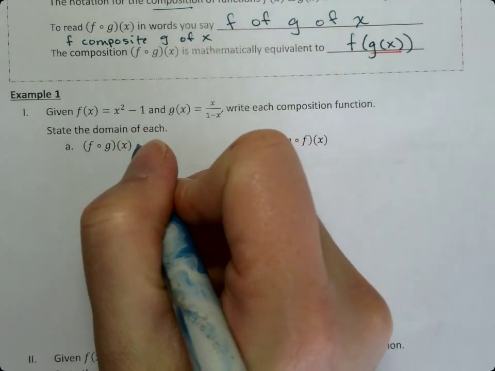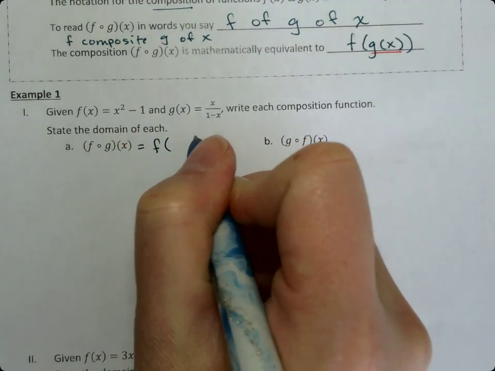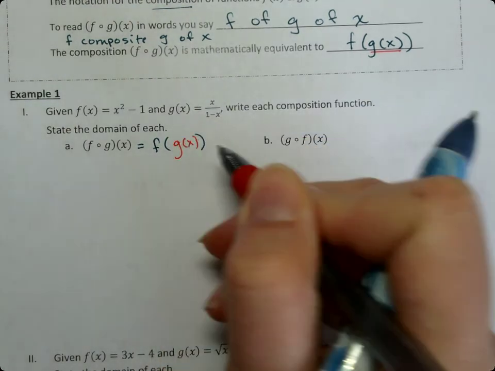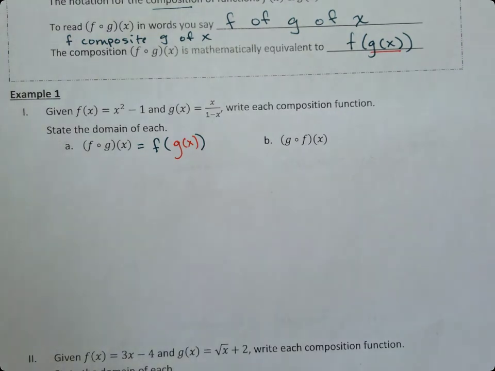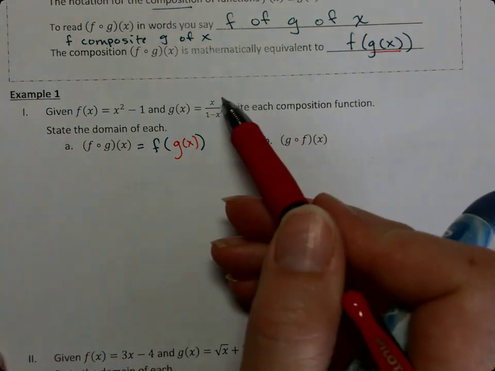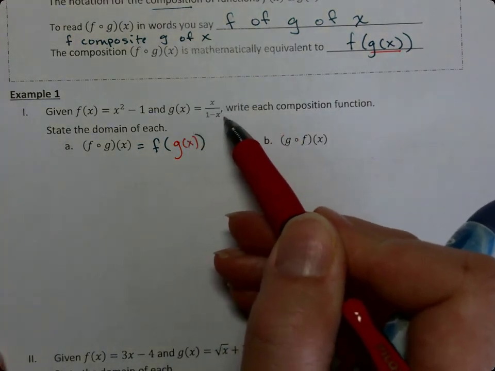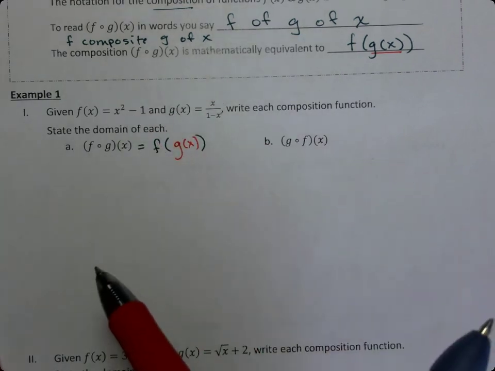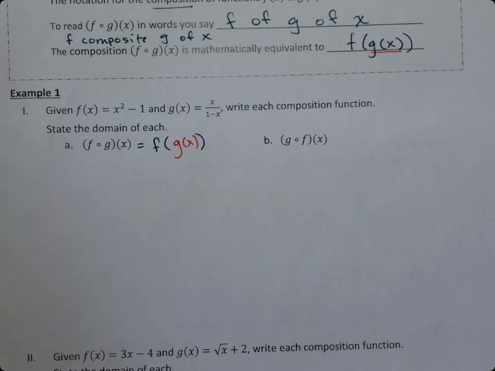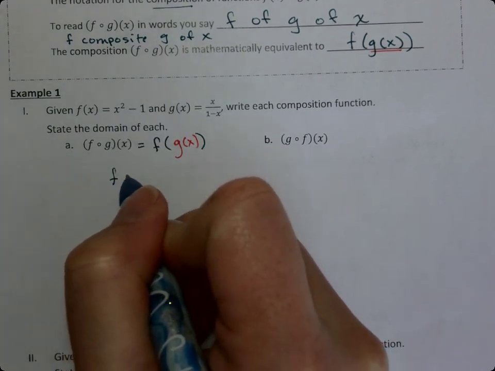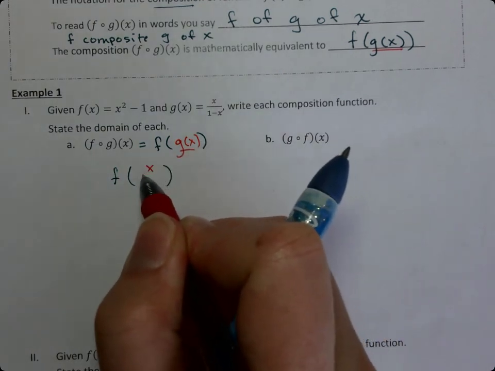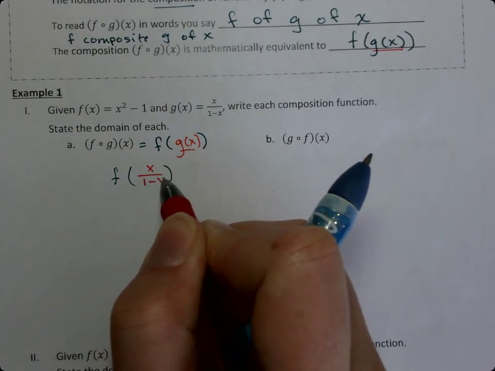So I'm going to take a second and rewrite this as f of, and then I'm going to put in here g of x. So I'm going to go ahead and compress this. So what am I doing? I am physically taking what g of x is, x over 1 minus x. I'm going to put it in place of that. So I'm going to rewrite, and you don't have to write it this many times, but here's f. And what is the function g of x? It is x over 1 minus x.